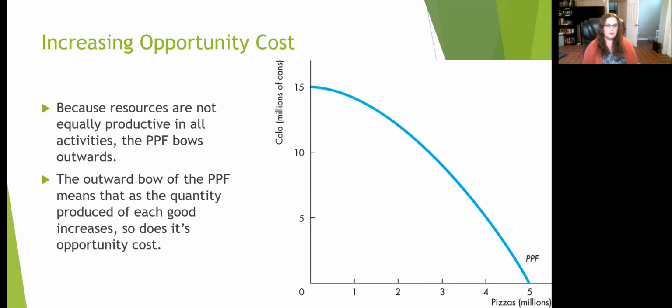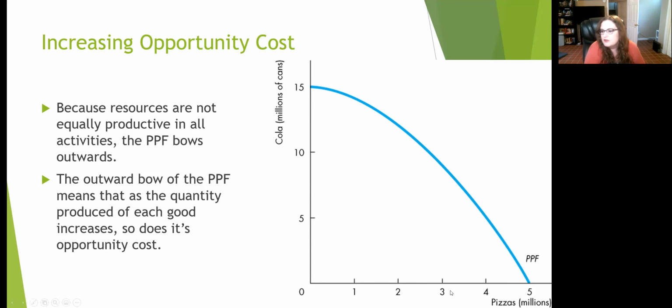Let's use a worker. Let's say that we have someone who's been working down at Emos for the past 20 years, right? If I put them in a pizza factory, they're going to do great. They're going to be a very efficient laborer. They're going to get things done and it's going to be awesome. Now, can I take that same worker from that pizza factory and put them into the soda factory? Sure. Totally could. Are they going to be as good at making sodas as they are at making pizzas like they have for the past 20 years? No. So not all resources are equally as productive in all the different activities. And that's why it bows outwards.